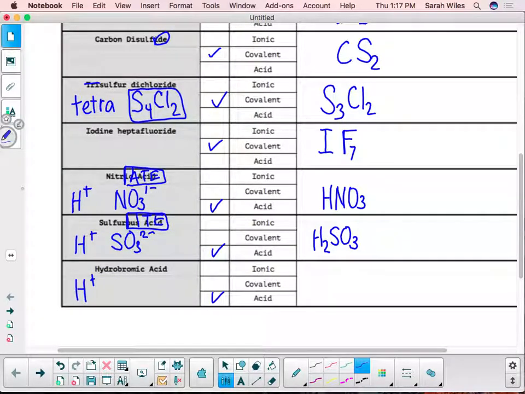Hydro, it's an element. What's the element? Bromide, or bromine. Br, what's the charge on it? 1 minus. H, HBr.